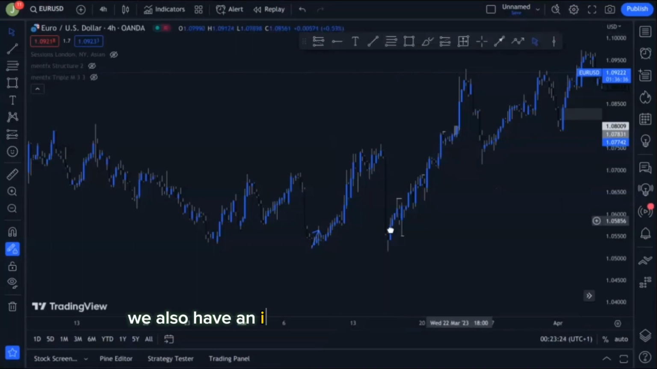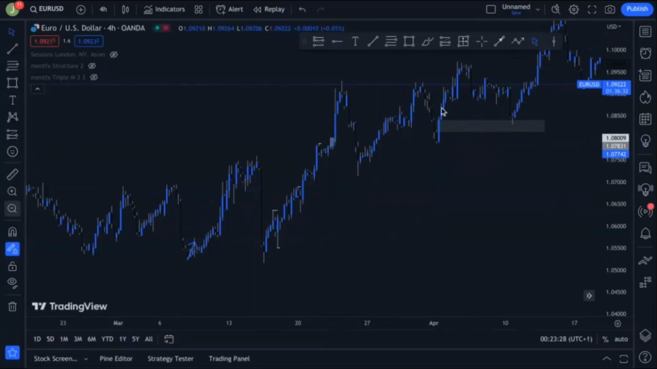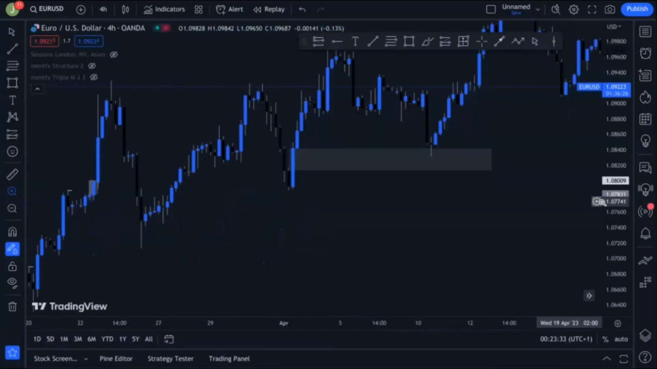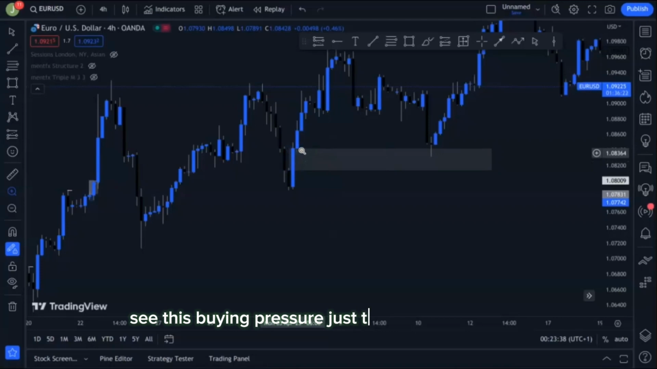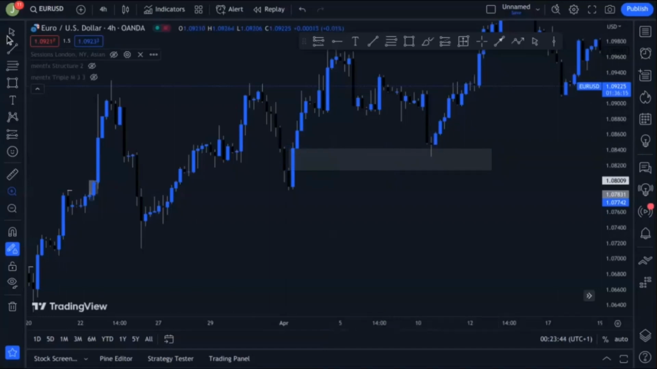We also have an imbalance here. If you look closely, we also have an imbalance here. See this buying pressure just taking off this candle, and the market comes back to fill it. Imbalance.